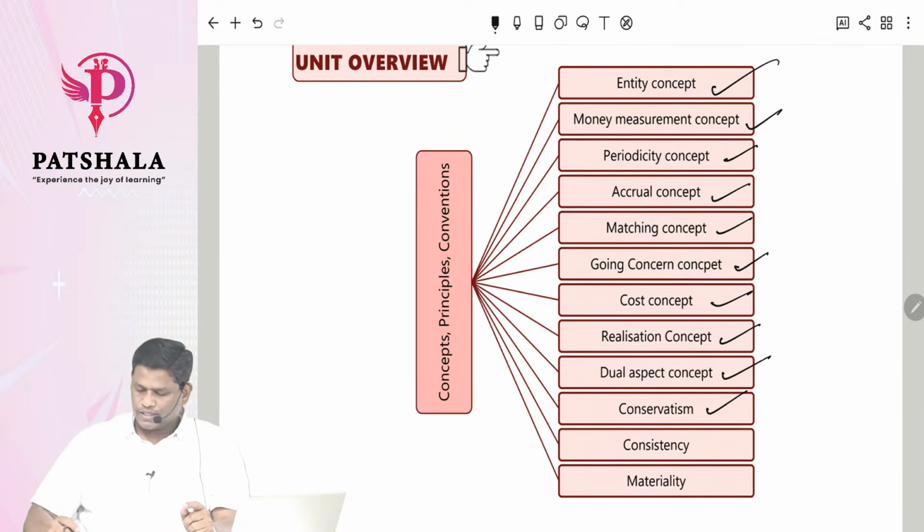We have started the first one, convention of conservatism. Conservatism says play safe, act in advance, be cautious, be careful. If you are expecting all possible losses, ignore all possible gains. Expected possible losses should be accounted for, possible gains should be ignored. That's what is said by conservatism. Because of this conservatism only, we provide provision for bad and doubtful debts. If I am not wrong, we have done up to this. Okay, so next, convention of consistency.